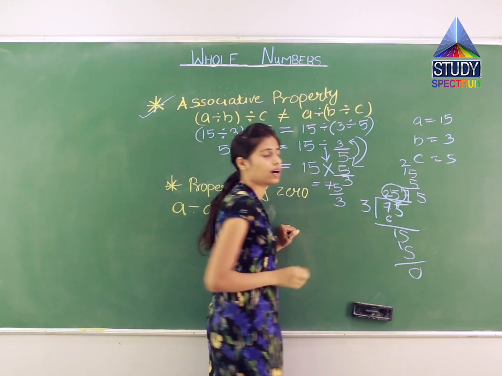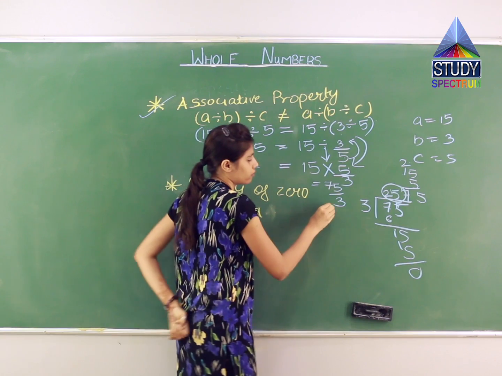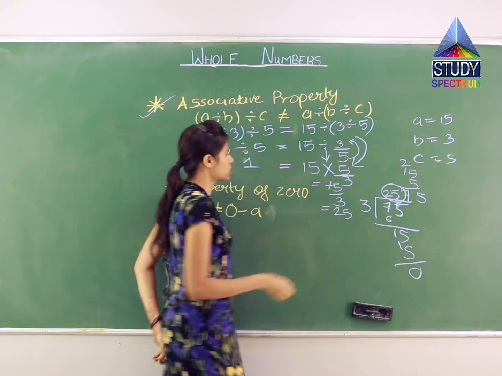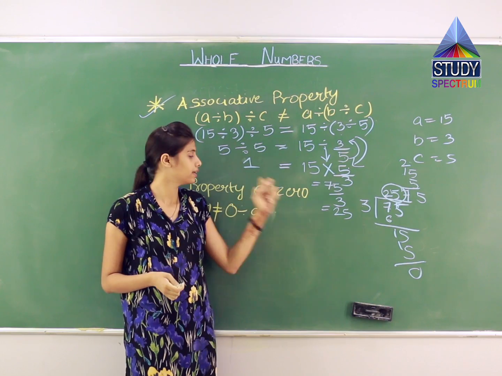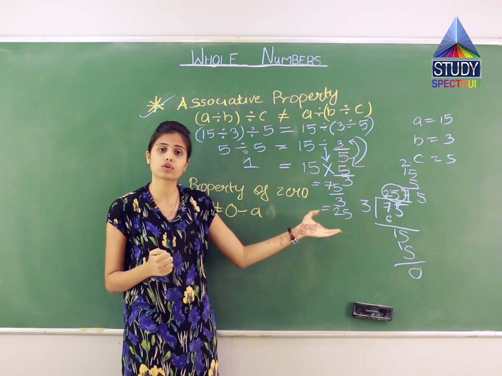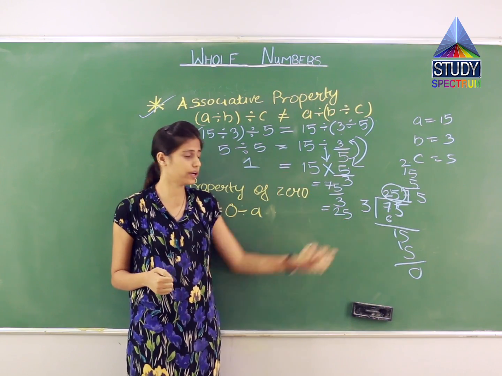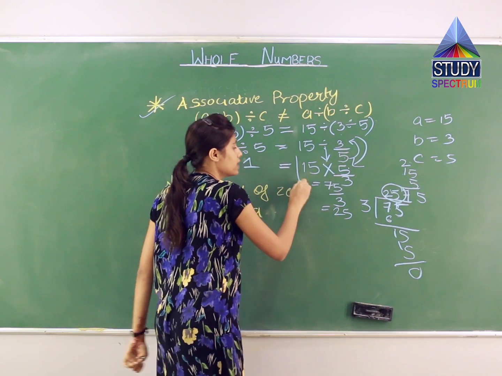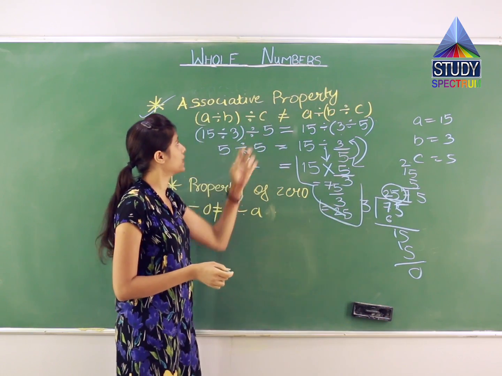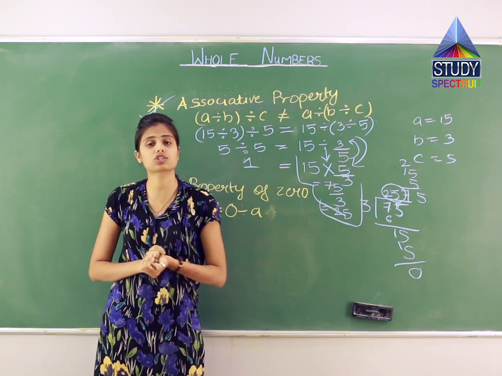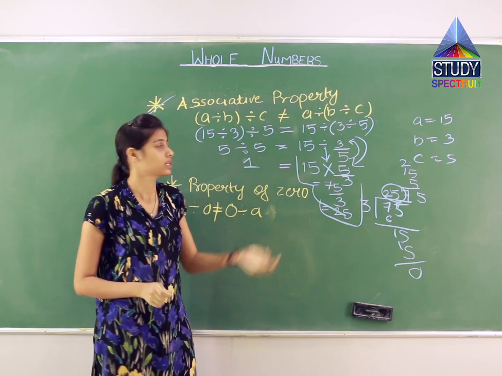So the answer comes to what? The answer comes to 25. Can you see over here? On the left hand side we got 1, whereas on the right hand side we got 25. Is 1 equal to 25? No, 1 is not equal to 25. Means what? This property, which is the associative property, does not hold good for division.